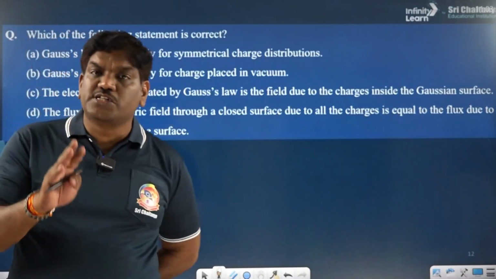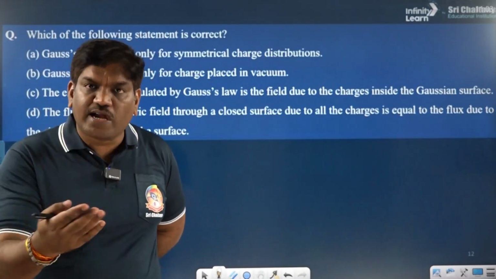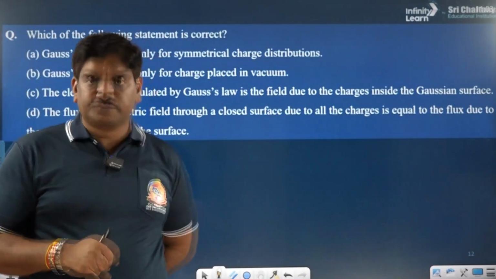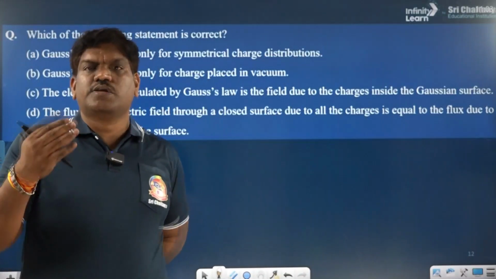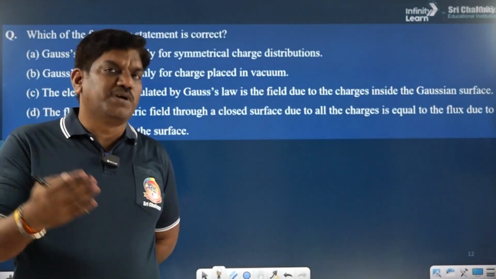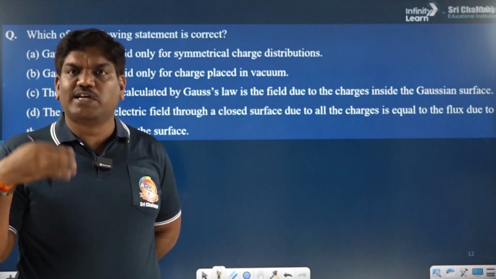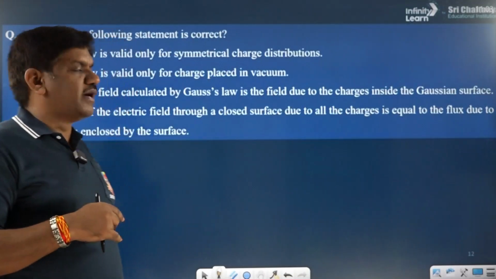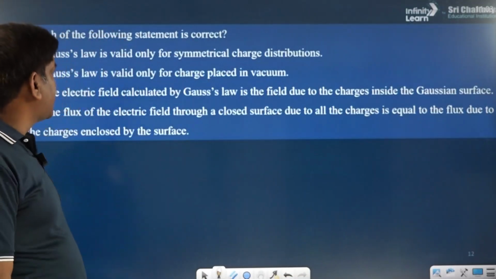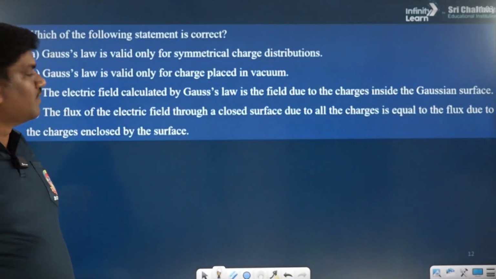If the charge distribution is symmetric, my calculation of electric field intensity becomes easier. So, for the ease of calculation, Gauss law will be really helpful for symmetrical charge distribution, but that doesn't mean that it is not valid for any arbitrary surface. It is valid for any type of distribution of charge.